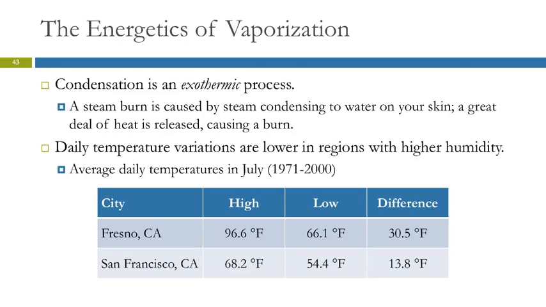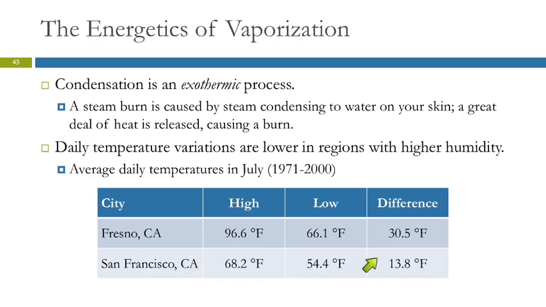The energetics of vaporization play a big impact on our climate. Here I pulled some data, these are average daily temperatures in the month of July, averaged from 1971 to 2000. So here's Fresno, here's San Francisco. Average high in Fresno, 96.6 degrees Fahrenheit. Average in San Francisco, 68. The low, 66 and 54.